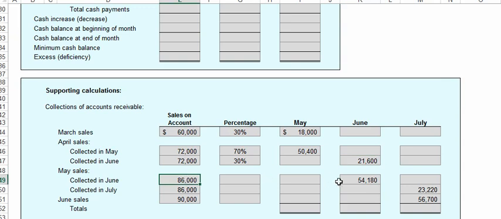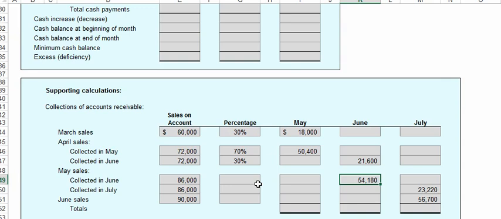Then May sales made on account, well, first we have to say May sales in total times 0.9 to get 90%, or subtract out 8,600. See, watch, it'll work this way too. Equals 86,000 minus 8,600. And then we're going to multiply by 0.7. Get the same thing either way, 54,180.